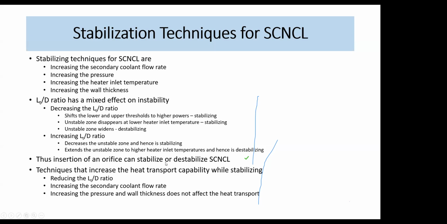And in this case also, the orifice can stabilize or destabilize as in single phase natural circulation. The techniques that increase the heat transport capability while stabilizing are reducing the L by D ratio, and increasing the secondary coolant flow rate also does that. And increasing the pressure and wall thickness does not affect the heat transport capability, but it actually stabilizes them.